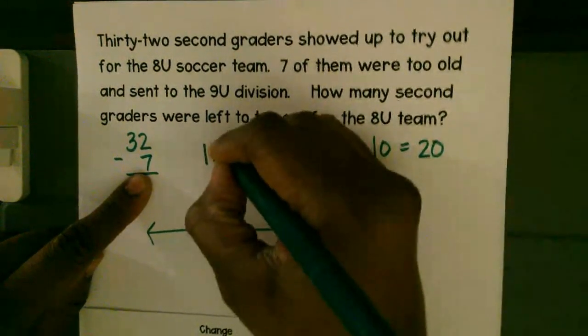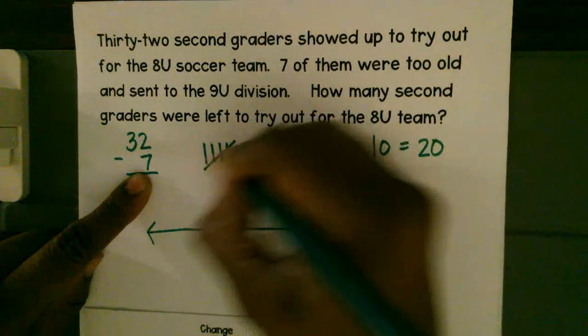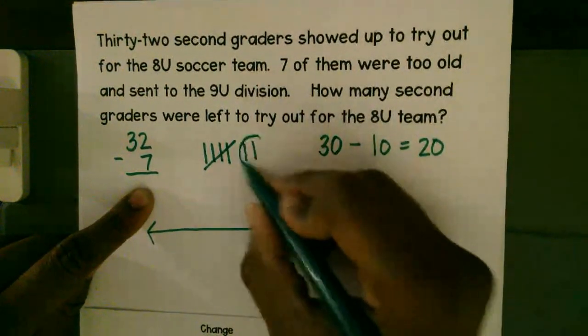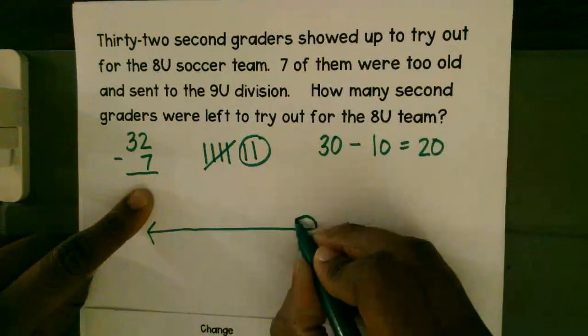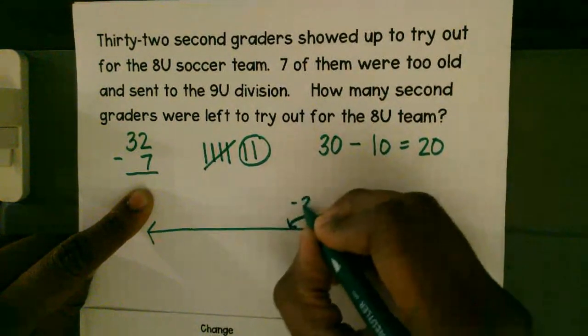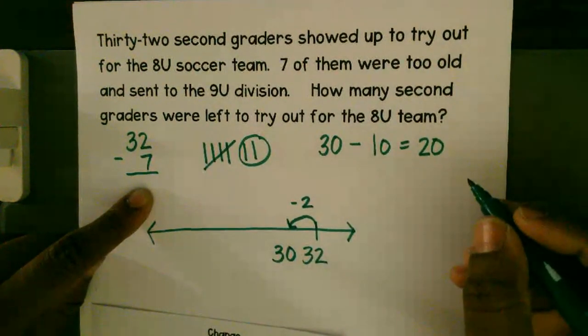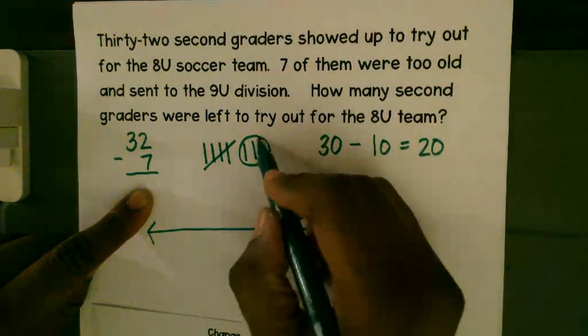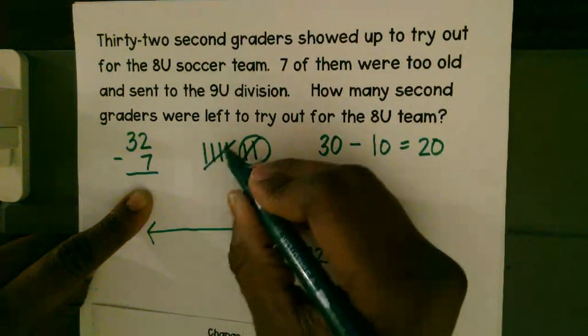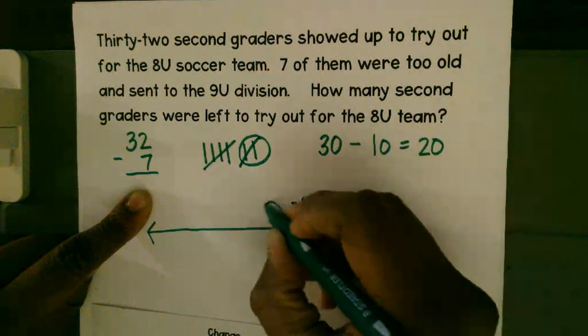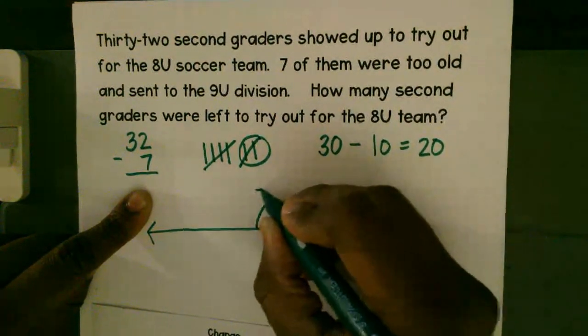So if I have 7, 1, 2, 3, 4, 5, 6, 7, if I take away 2 of those, that's a pretty manageable chunk. That gives me 30. Do you agree? All right, and then I'm left with 5. Oh, and 30 is a friendly benchmark. I can count backwards from 30 by 5s.